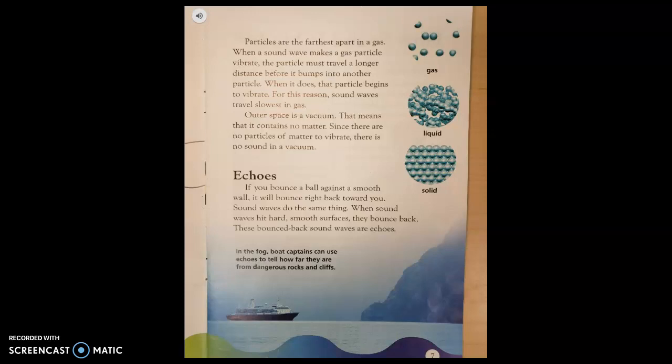Echoes. If you bounce a ball against a smooth wall, it will bounce right back toward you. Well, sound waves do the same thing. When sound waves hit hard, smooth surfaces, they bounce back. These bounced-back sound waves are echoes. In the fog, boat captains can use echoes to tell how far they are from dangerous rocks or cliffs.